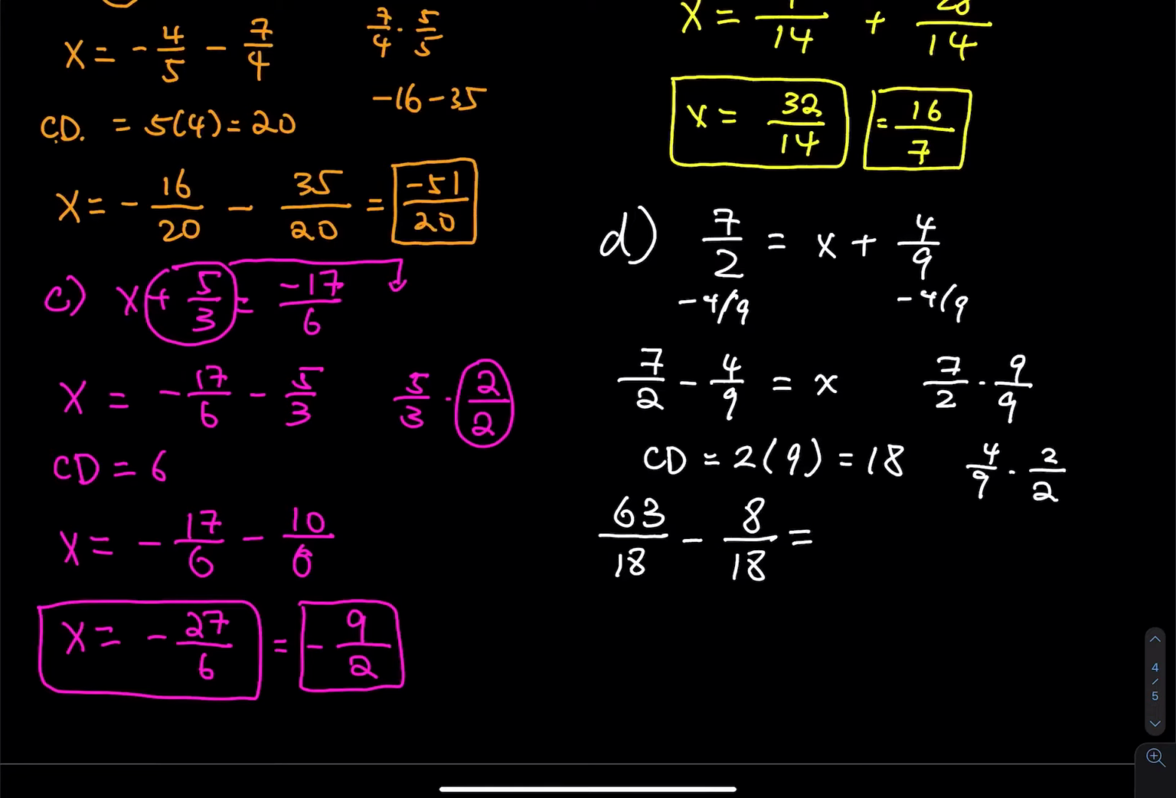That equals x. And then you have 63 minus 8. That equals the top. So which is 55 divided by 18. That is equal to x. So that is your final answer.